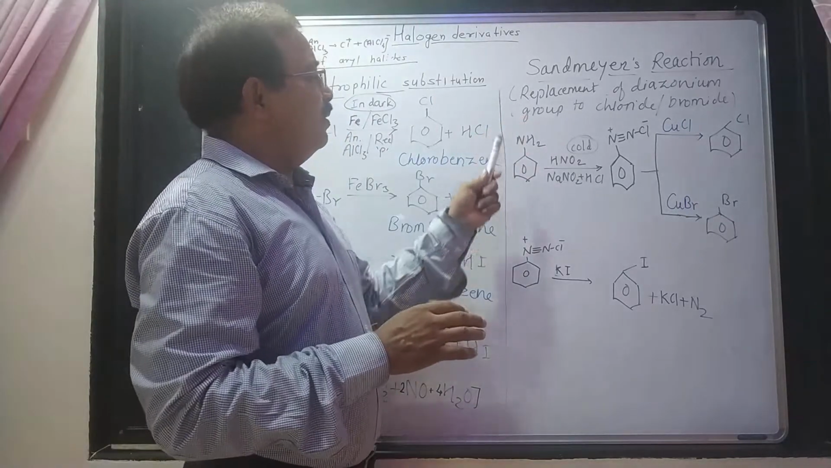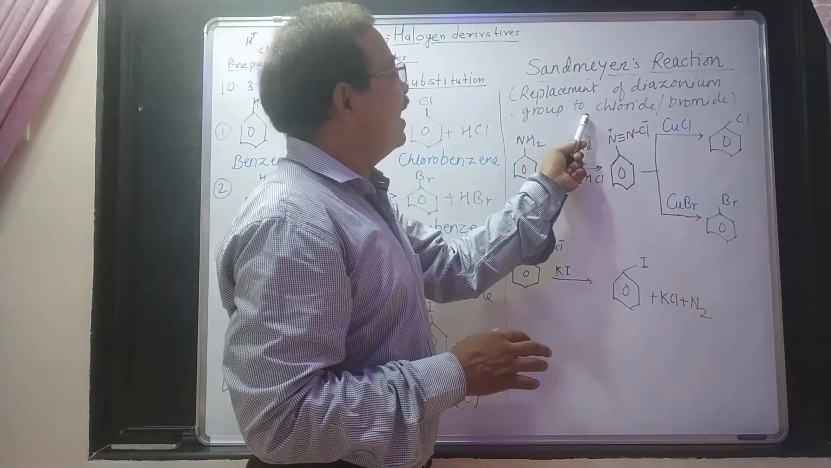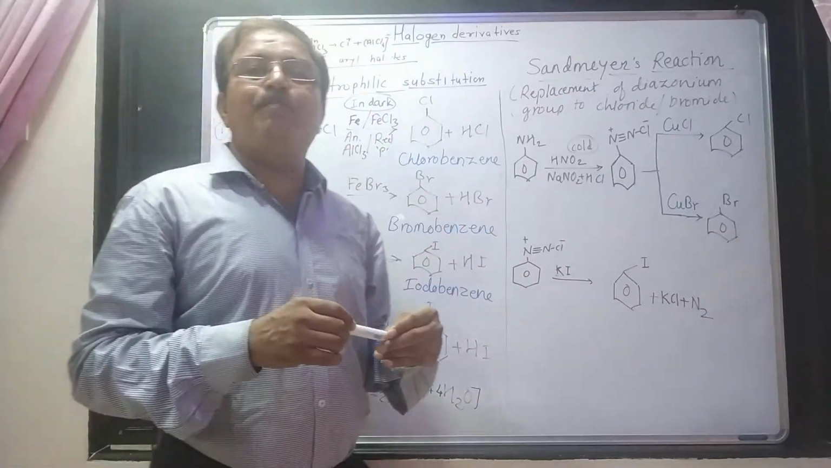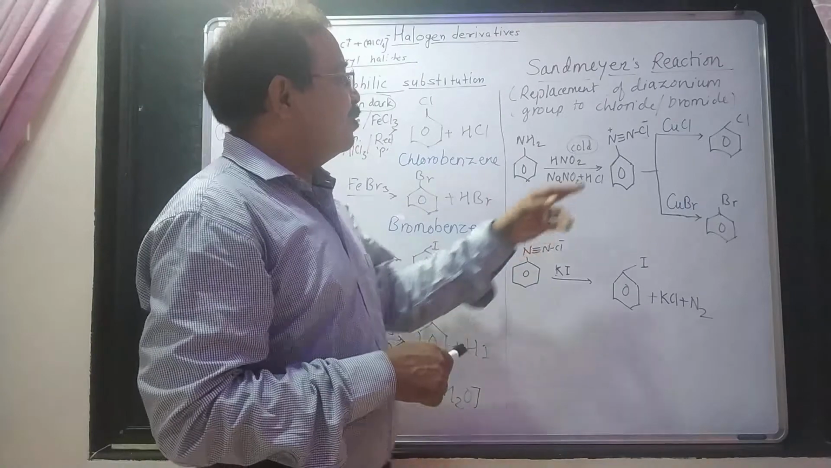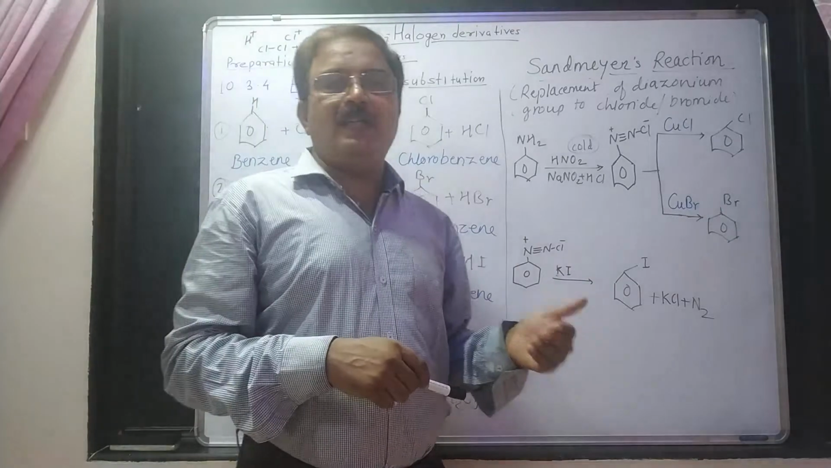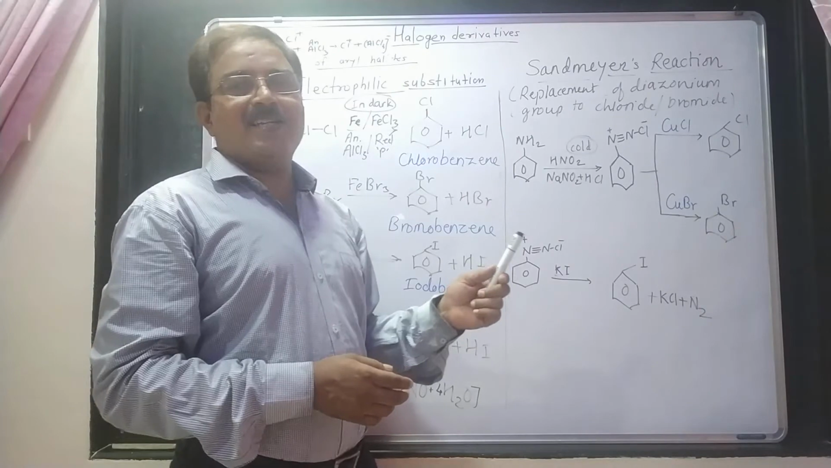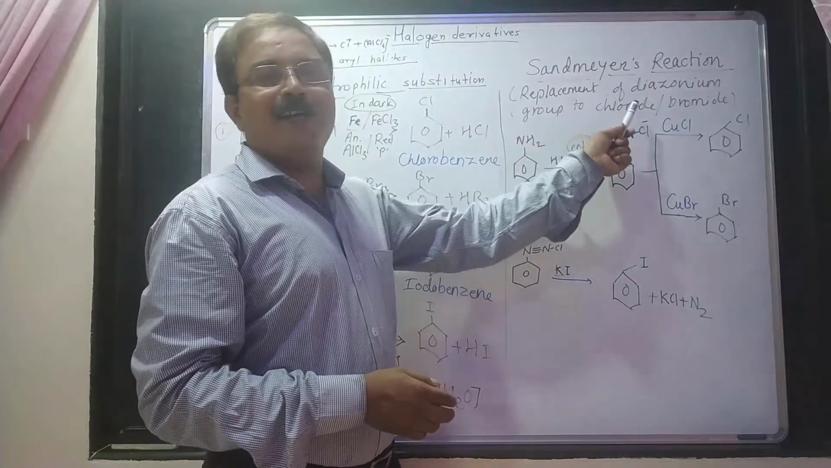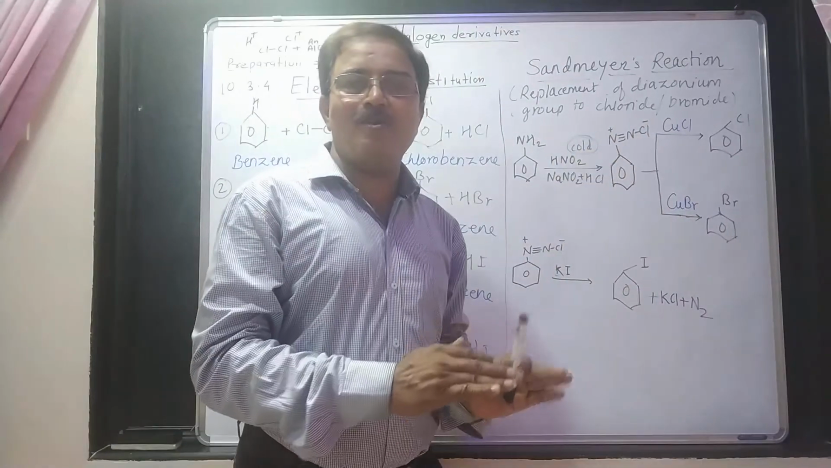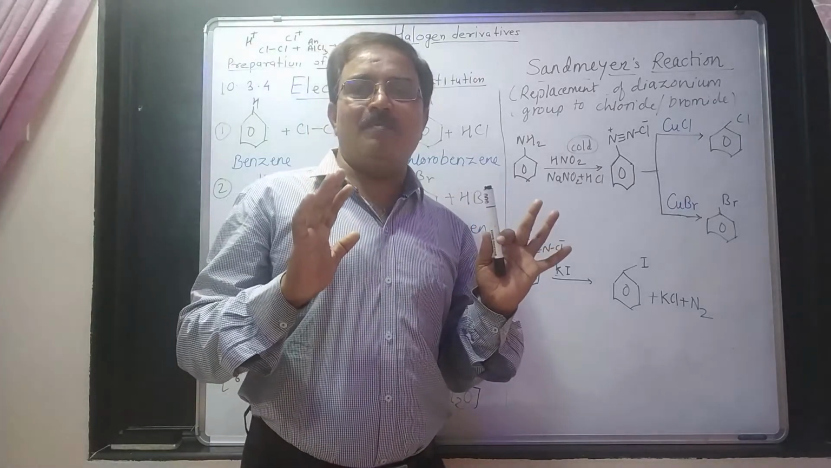Here, the one and only answer is the replacement of the diazonium group by a chloride or bromide in presence of cuprous halides, cuprous chloride or cuprous bromide, is only called Sandmeyer's reaction. Once again we will repeat the characteristic of Sandmeyer's reaction. What is called Sandmeyer's reaction? Sandmeyer's reaction is a conversion or replacement of a diazonium group by a chloride or bromide in presence of cuprous chloride or cuprous bromide.